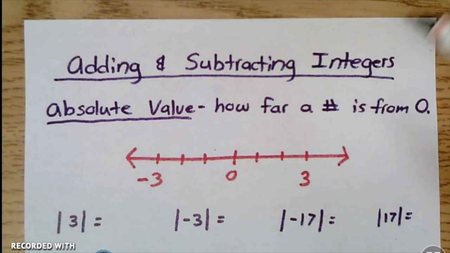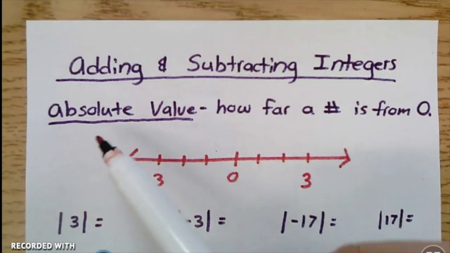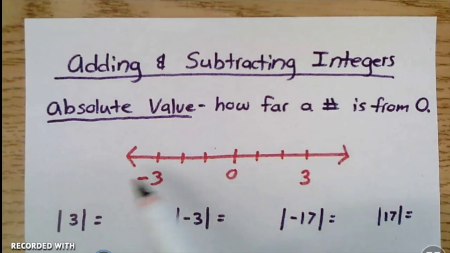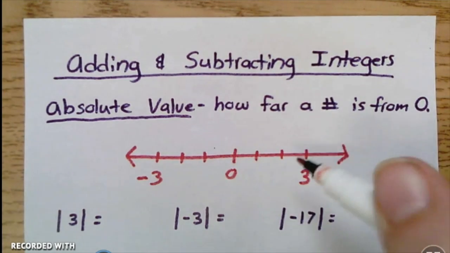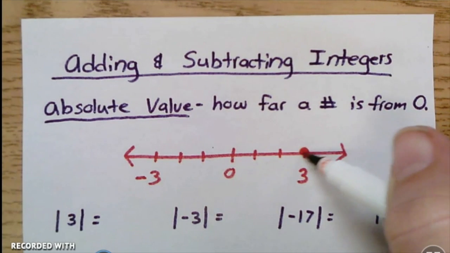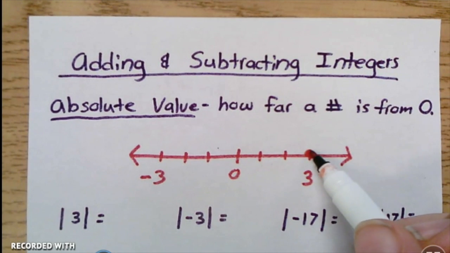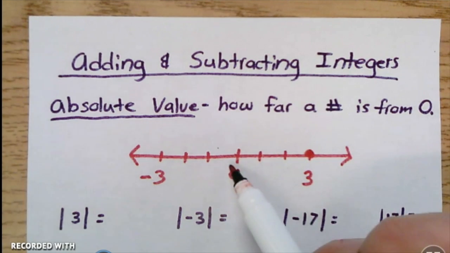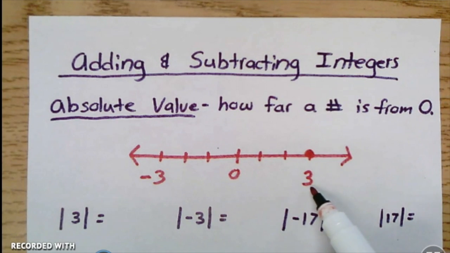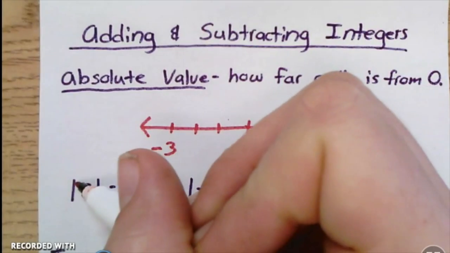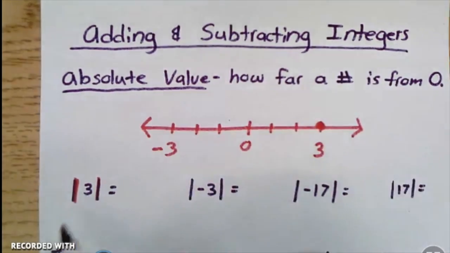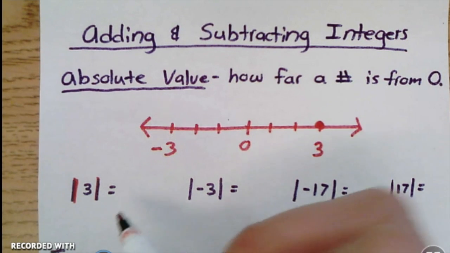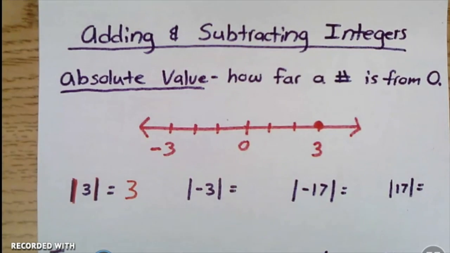The first vocab word we need to know is absolute value. Absolute value refers to how far a number is from zero. So here I've got a number line. If I was looking at the number 3 and I asked you how many spots it is from 0, we would count back to 0 and we would count 1, 2, 3. So the absolute value of 3, which can be shown here with these two straight lines, whenever you have two straight lines on either side of a number, it's asking for its absolute value, is 3, because it's 3 spaces from 0.